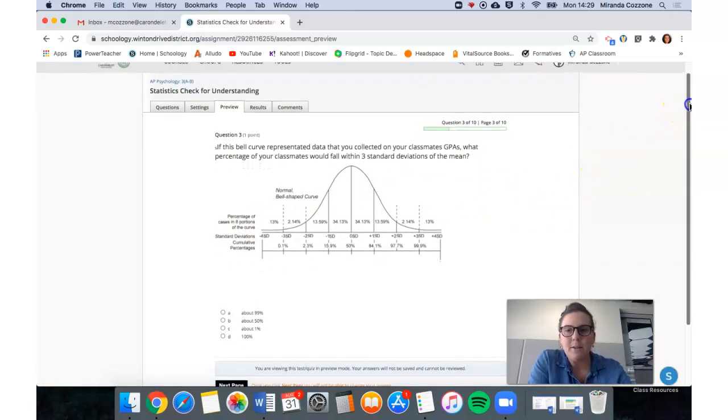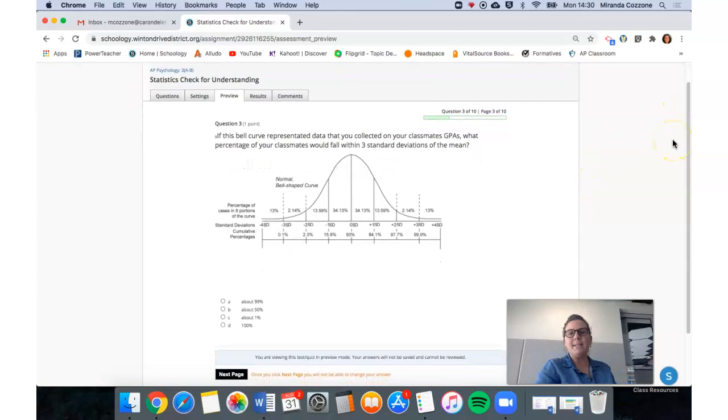All right. If this bell curve represented data you collected on your classmates' GPAs, what percentage of your classmates would fall within 3 standard deviations of the mean? Okay, I've added a couple of videos on the bell curve to Schoology if you want to check them out. But essentially, these are your standard deviations. So here's 3 standard deviations this way. Here's 3 standard deviations this way.